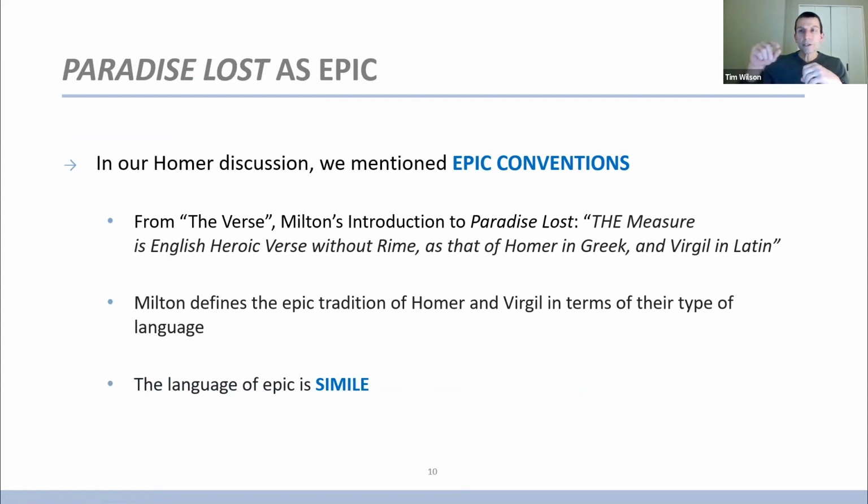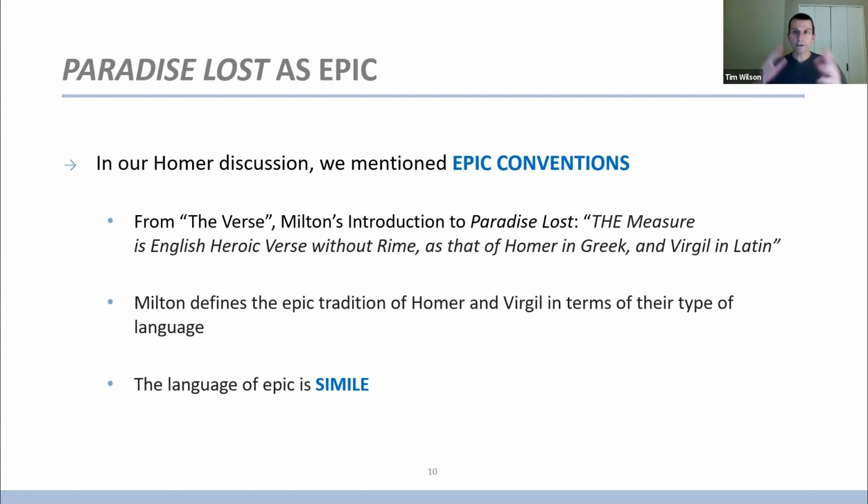We didn't read it, but if you look at the introductory matter on the side of the site, there's an index where you can go to book 1, book 2, and there's also introductory matter. At the bottom of that is something Milton wrote called "The Verse," a description of the verse. He describes that he's using blank verse, so it's unrhymed iambic pentameter.